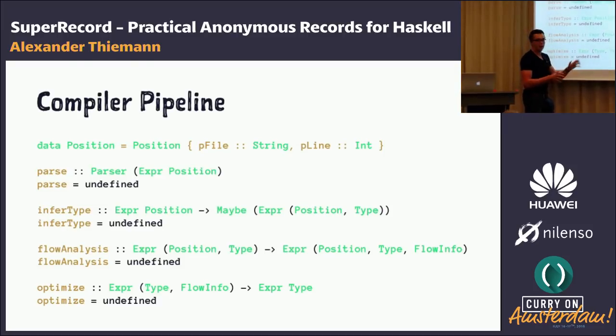So basically, if you had a way of formulating this more openly, saying that, well, here we don't need exactly a type and a flow info, but more we need something that has a type and a flow info, right? So something more open here.